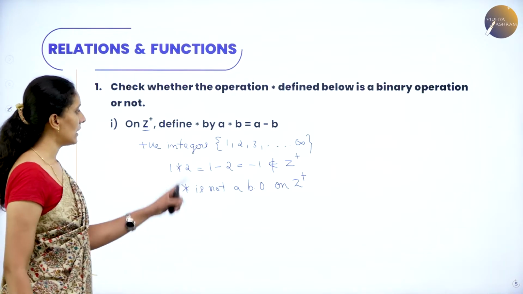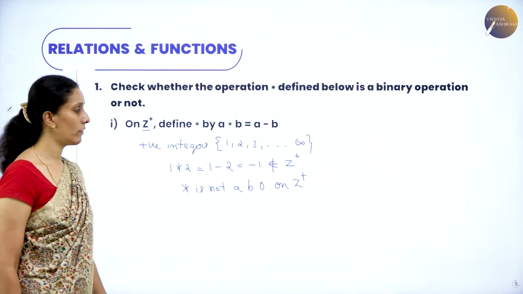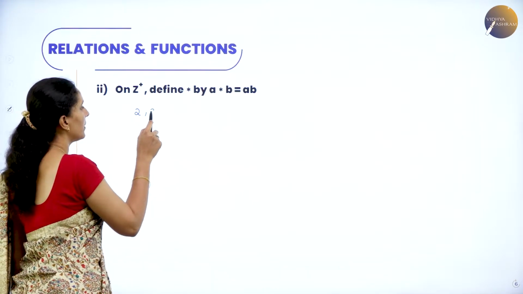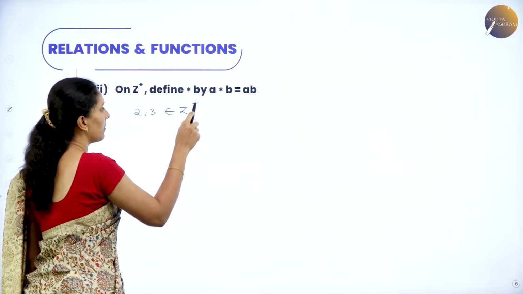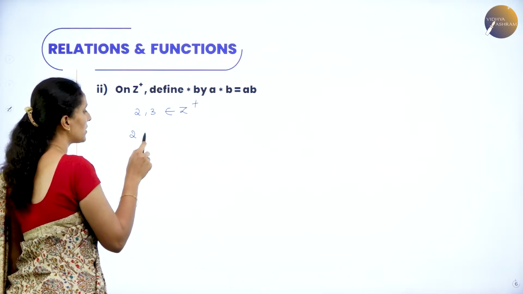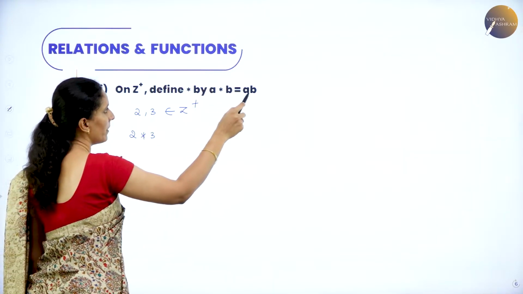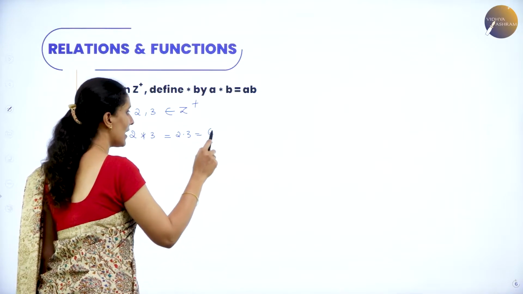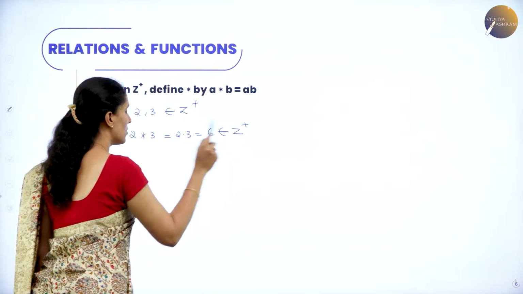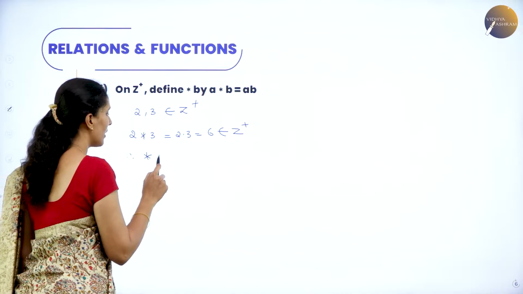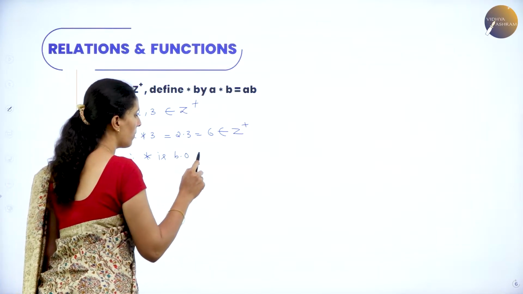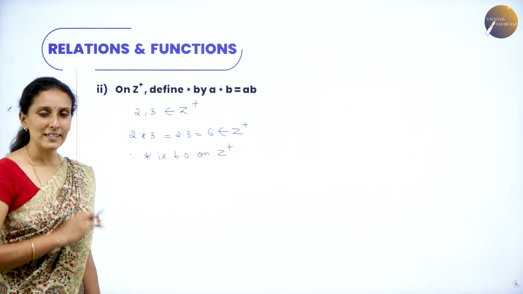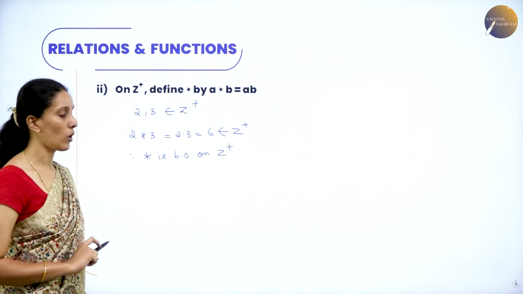Obviously, I said positive integers, 1 to infinity. Take any two from this set. Let me take 2, 3 belongs to Z plus. So take 2 star 3. It should be defined in the form of 2 into 3. What is 2 into 3? 6. And 6 belongs to Z plus. So therefore, star is a binary operation on Z plus. So these are all very simple. They may ask you for a 1 mark question.